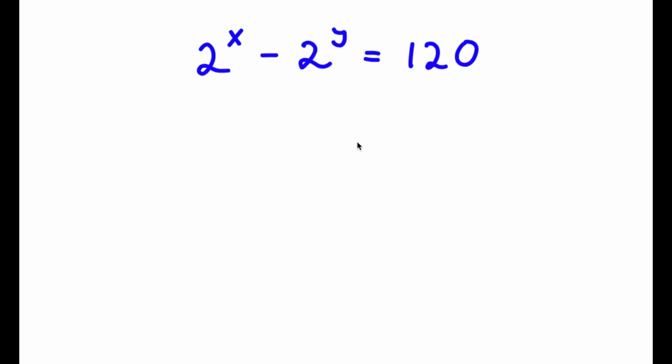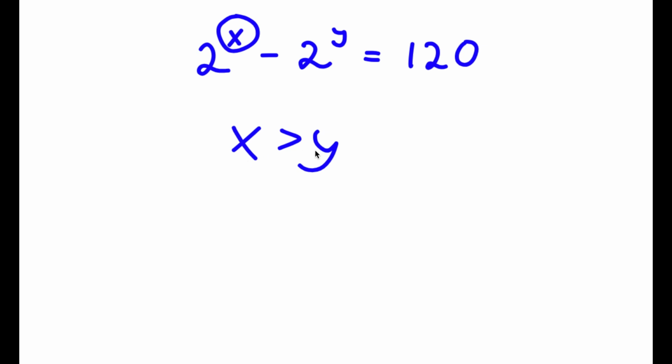Alright, so in this problem I have 2 to the power of x minus 2 to the power of y is equal to 120. So at first glance, we can already tell that 2 to the power of x is greater than 2 to the power of y, because 2 to the power of x minus 2 to the power of y is a positive number, meaning x is greater than y, because both of these have the same base.